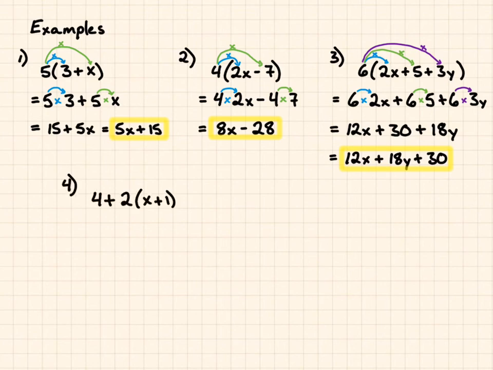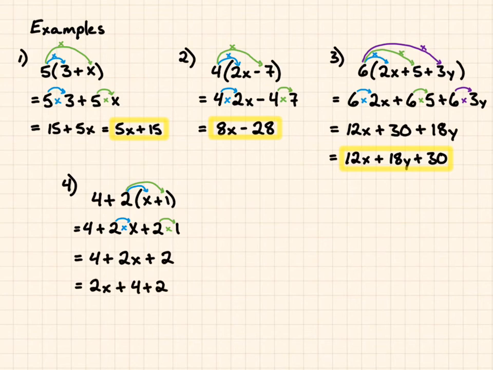Our fourth one, this will have combining like terms in it too, because first thing we have to do is the distributive property. I get 2x plus 2, and then I can see combining like terms. So I move the 4 to this side because it's all addition, and after the commutative property, I get 4 plus 2 is 6, so I get 2x plus 6 as my answer.